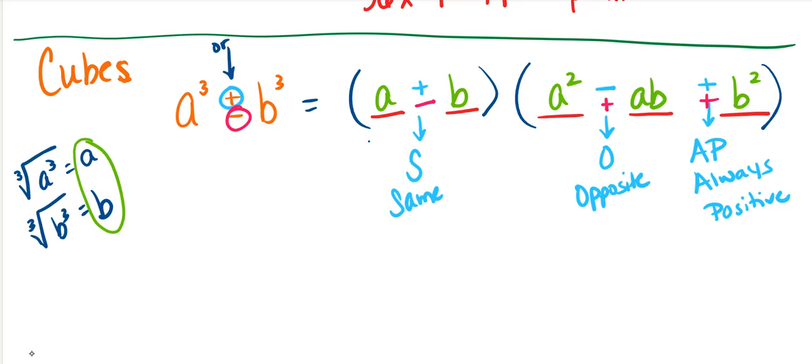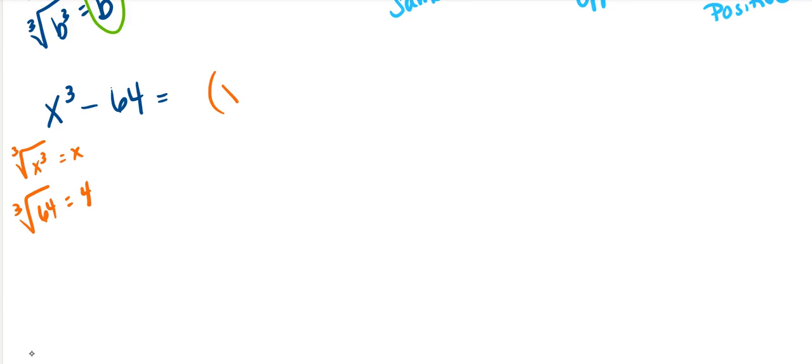So let's get a couple of examples going. Let's start simple with x to the third minus 64. If you want to take a second and pause this and try it on your own first, you can. I'm going to go ahead. Cube root both pieces. So the cube root of x to the third is x. The cube root of 64 is 4. So x, 4. And then over here I have x squared and 4 squared.